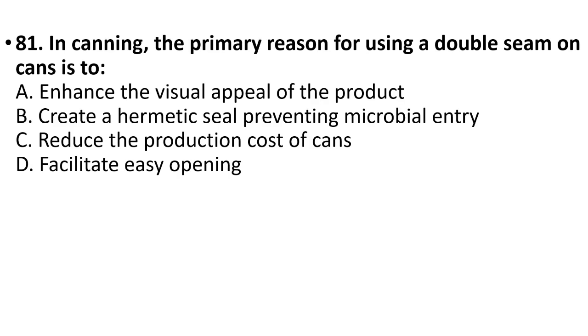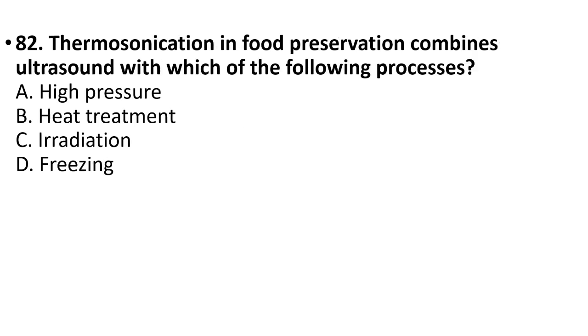81. In canning, the primary reason for using a double seam on a can is to enhance the visual appeal of the product, create a hermetic seal preventing microbial entry, reduce the production cost of cans, facilitate easy opening. Here answer is option B, create a hermetic seal preventing microbial entry. 82. Thermosonication in food preservation combines ultrasound with which of the following processes? High pressure, heat treatment, irradiation, freezing. Here answer is option B, heat treatment.